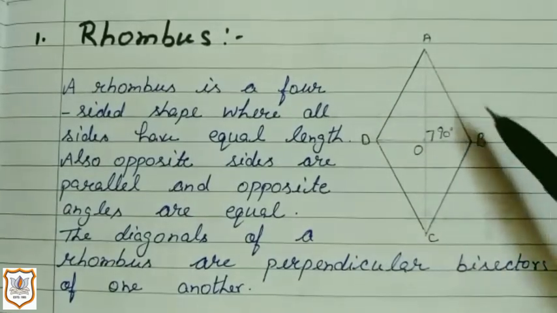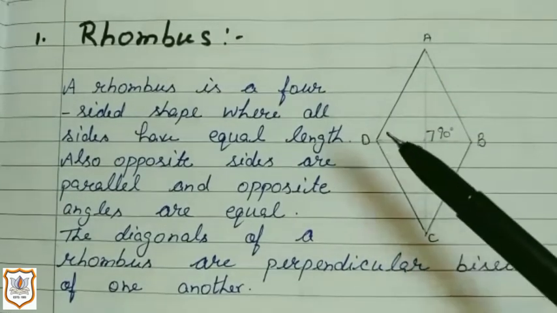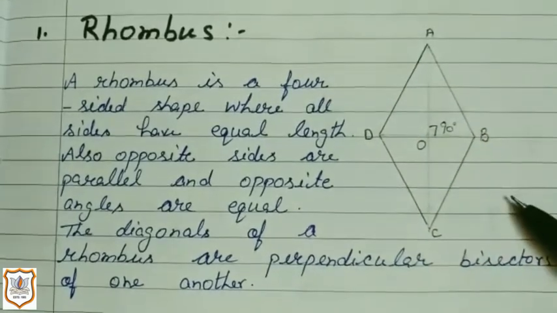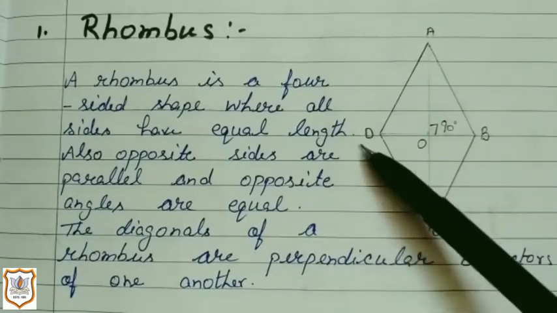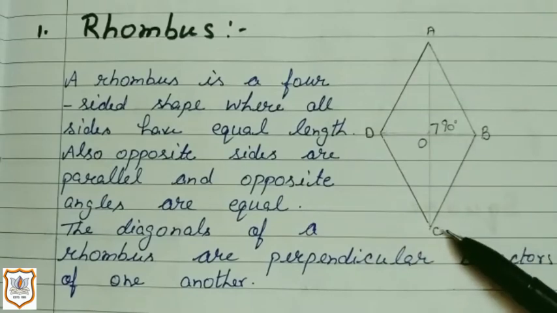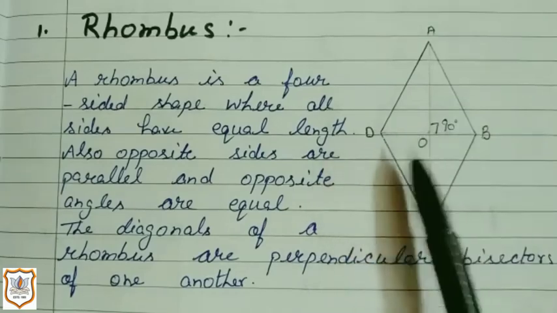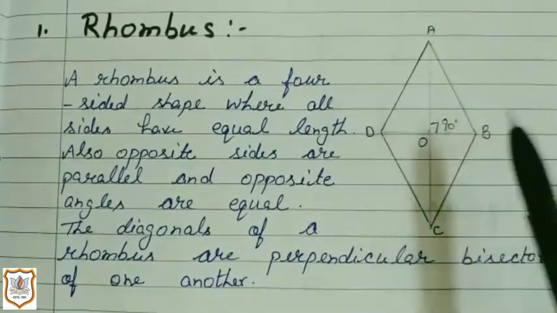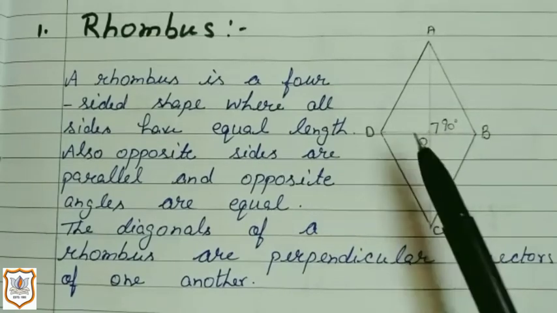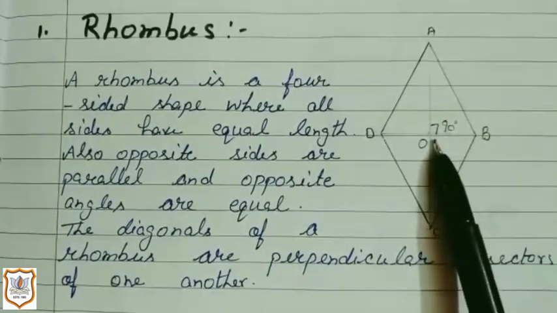Now AB is equal to BC is equal to CD is equal to DA. So all sides are equal. Now AB equal CD, so opposite sides are equal. AD equal BC. Clear? AC and BD are diagonals and they bisect each other at 90 degrees. Means they cut each other in half at 90 degrees.